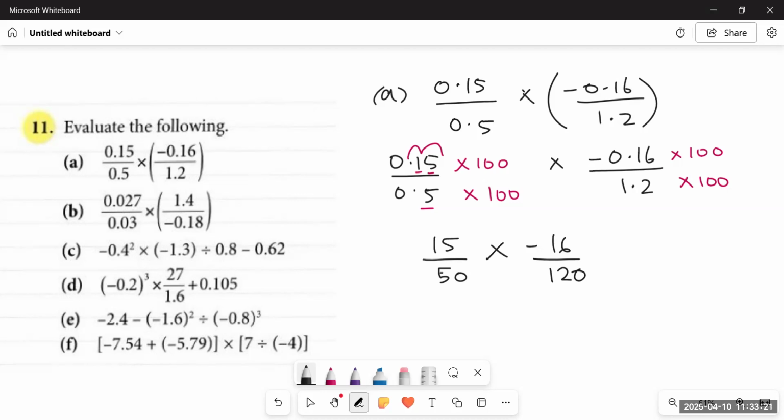Now, by doing this, what will happen? We can easily multiply the numerator with the numerator, denominator with the denominator, or we can simplify the numerator with the denominators. If you look at 15 and 50, both can be simplified with 5. 5 3s are 15, 5 10s are 50. Then we can simplify 3 with 120 as well. 3 1s are 3, 3 4s are 12, and comes 0 over here. Then we can simplify 40 with 16. 4 4s are 16, 4 10s are 40.